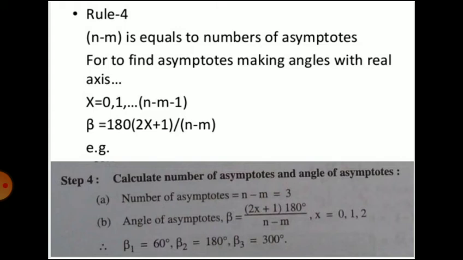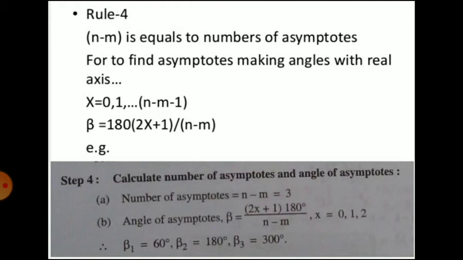Rule number 4. Generally, the number of poles is more than the number of zeros, that is n is greater than m. In such a case, n minus m branches will approach infinity. This rule gives us information about how these branches approach infinity. The branches approaching infinity do so along straight lines called asymptotes of the root locus. Asymptotes are the guidelines for the branches approaching infinity.